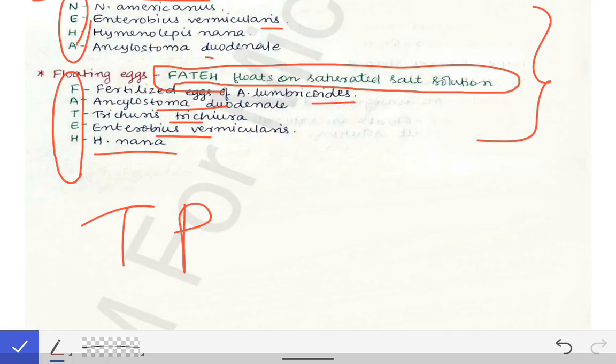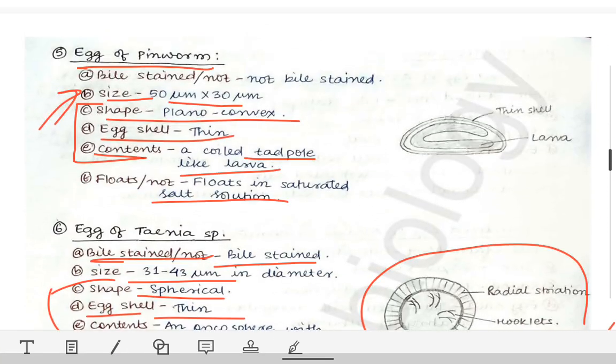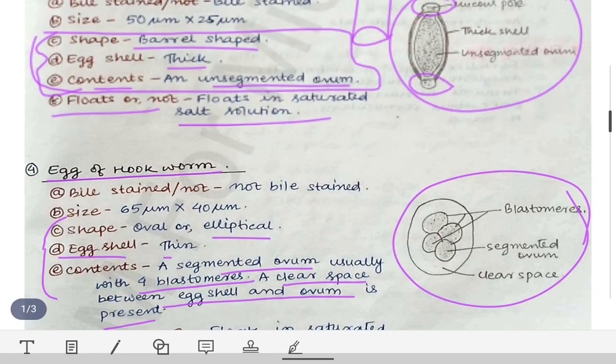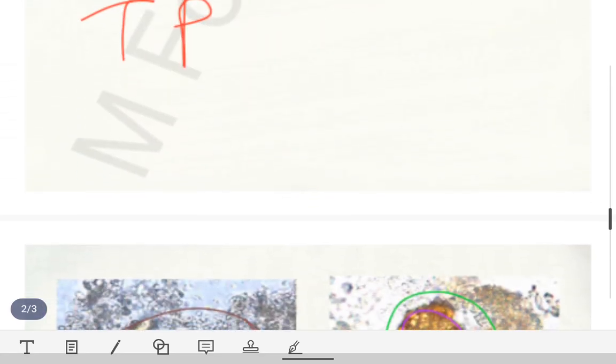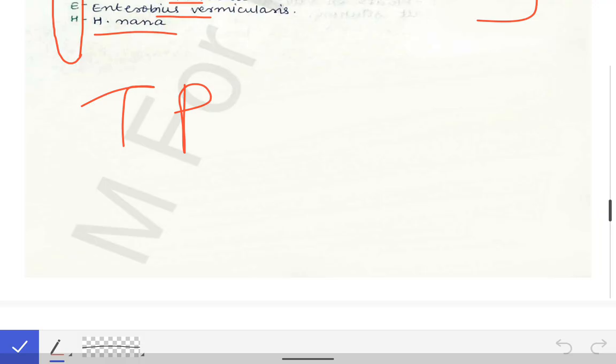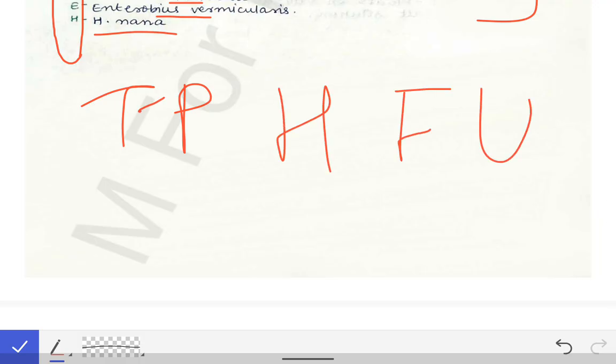TPHFU. Okay, so the mnemonic is TPHFU. So T and P size is quite similar. Then the size of the hookworm egg is slightly more. Then the size of the fertilized egg of the Ascaris lumbricoides is more than hookworm. Then the unfertilized egg size of the Ascaris lumbricoides is more than the fertilized egg. So how are we going to remember?